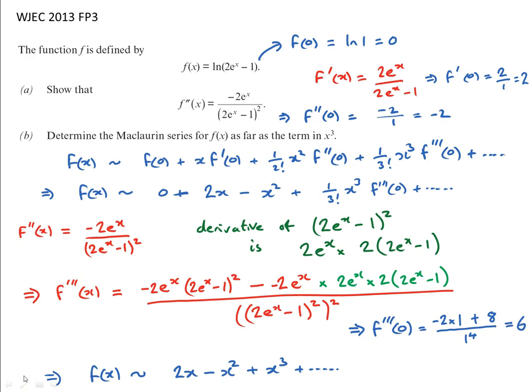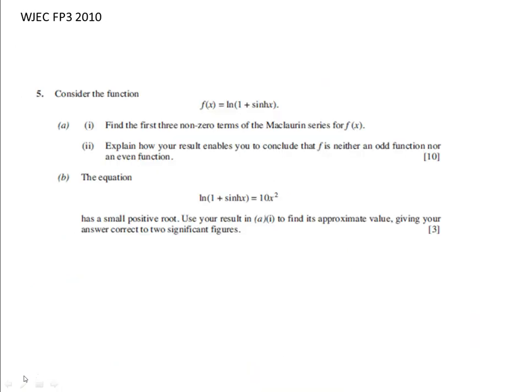Moving on to a second example, and this example requires the work on hyperbolic functions. We've got the function f of x this time is the natural logarithm of 1 plus sin x. We've got to find the first 3 non-zero terms of the Maclaurin series, and then we've got to use that to make some deductions about the function f.